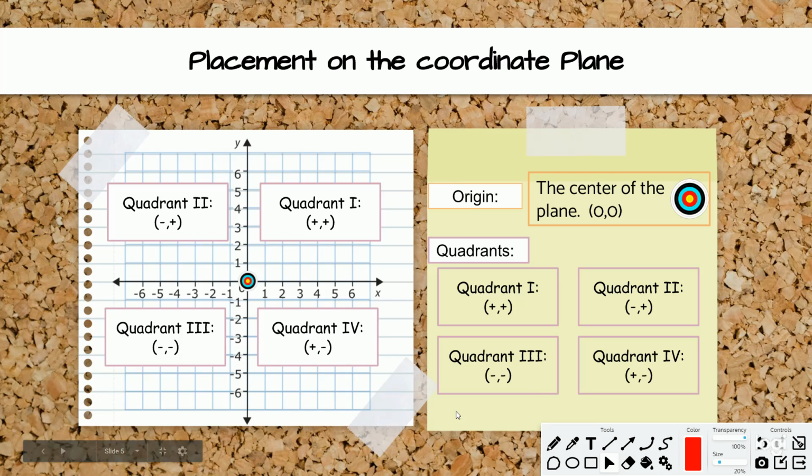So please pause here and write these down. You definitely want to write the definition of what an origin is. Instead of writing quadrants and these things down, I would probably draw a coordinate plane, a very simple one, in your notes, and write down the different quadrants inside the coordinate plane so you remember where they go.